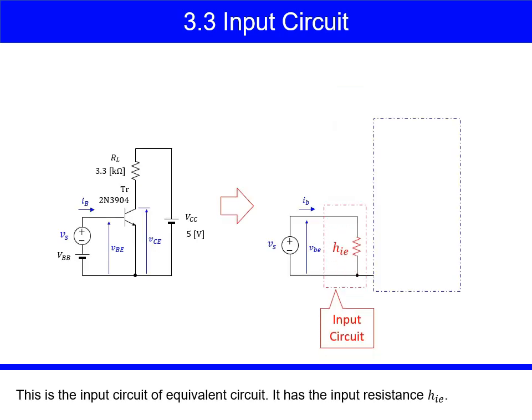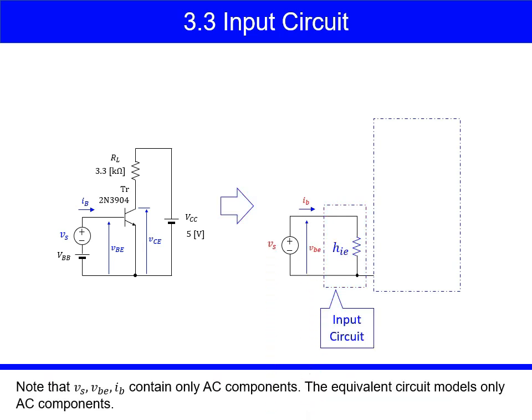This is the input circuit of equivalent circuit. It has the input resistance HIE. Note that Vs, VBE, IB contain only AC components. The equivalent circuit models only AC components.